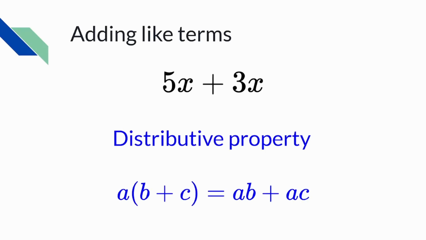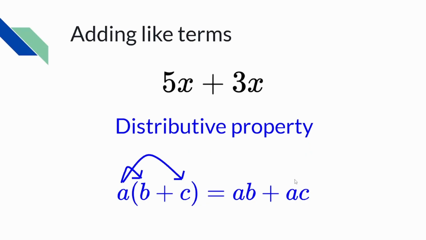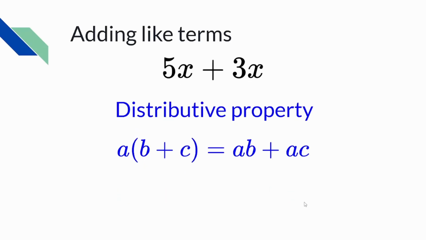This is going to get a little confusing and messy, so fasten your seatbelts. But I'd like to show you exactly what's happening when we add like terms. The distributive property tells us that if we have a times b plus c, we multiply the a by the b, and we multiply the a by the c, and we add the results. So a times b plus c equals ab plus ac. This is a property we know.